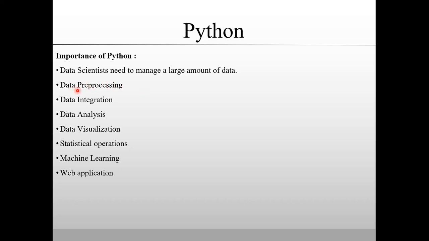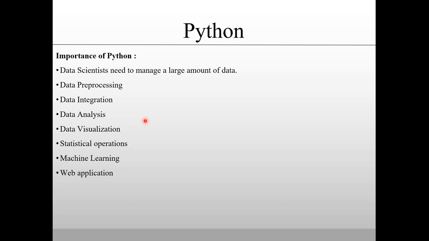Also, we can perform data pre-processing. Various libraries are available for performing the pre-processing task. Whenever you want to integrate the data, you can perform it with the help of Python. Also, data analysis, data visualization, all the statistical operations, any kind of mathematical operations can be done. Python also provides a lot of libraries for performing machine learning tasks. Also, you can integrate the code with a web application. So all the data science process can be done with the help of Python.